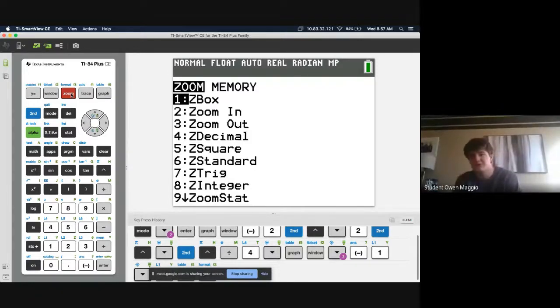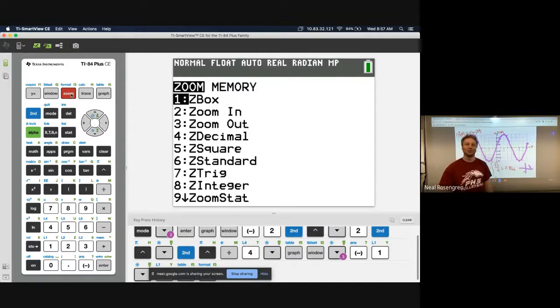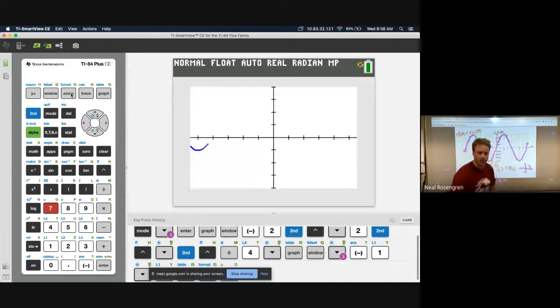Zoom Trig, number 7, the one right below Zoom Standard. And I think that's why they put it right after it, because Zoom Standard is such a nice one to start with if we were just looking at polynomial functions or something like that, or even rationals. But Zoom Trig right after that, so I'm just going to go down to number 7 just by pressing the number 7. And you can see that it breaks things up a little bit nicer.